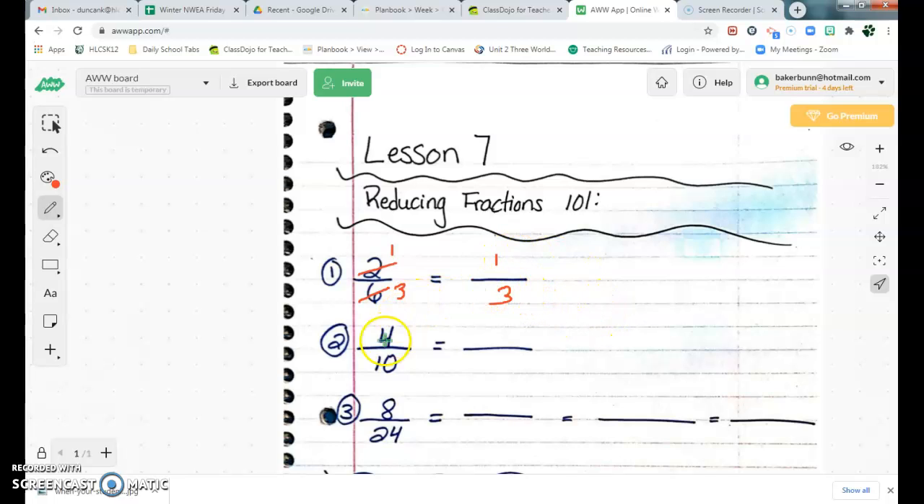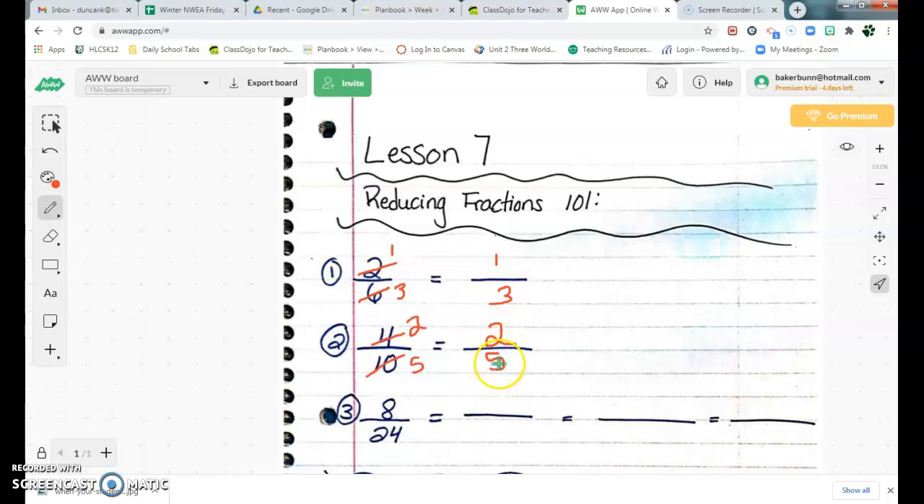Okay? Jumping down here and looking at number 2, I have 4 tenths. Well, I know those are both even as well. What can go into 4 that can also go into 10? I know 2 can go into there. So I'm going to say 2 can go into 4 2 times, and 2 can go into 10 5 times. So that means that our reduced fraction is 2 fifths. Okay? Again, nothing can go into 2 that can also go into 5, so I know that is my smallest form.